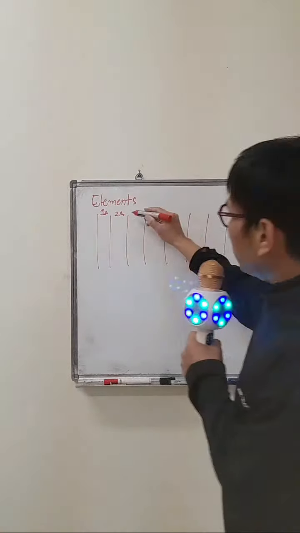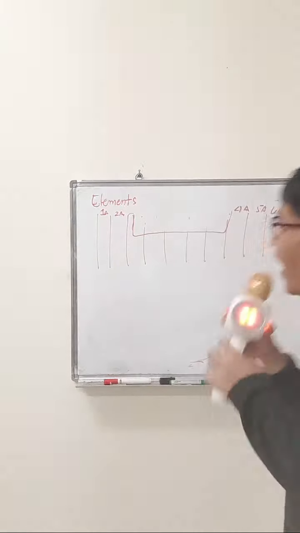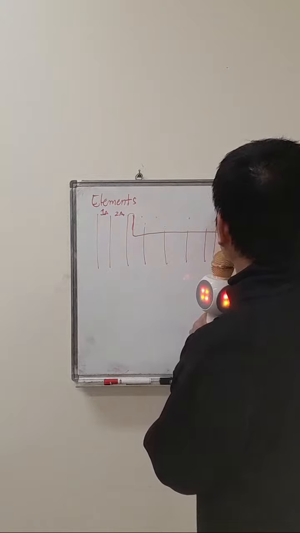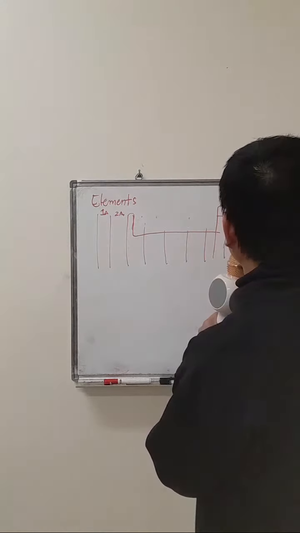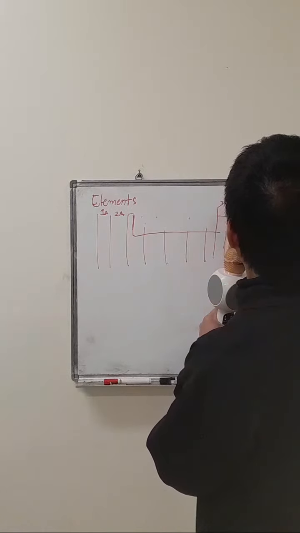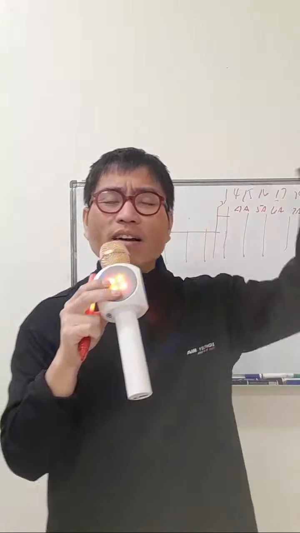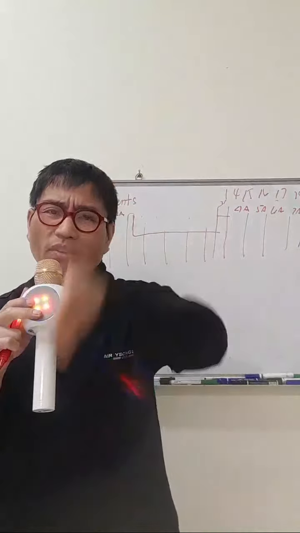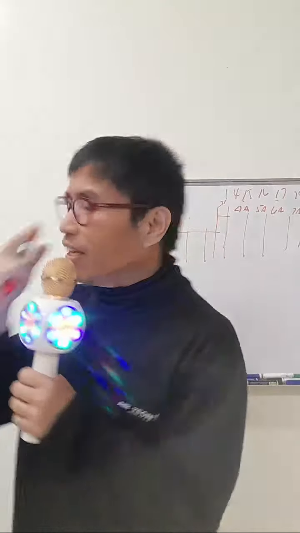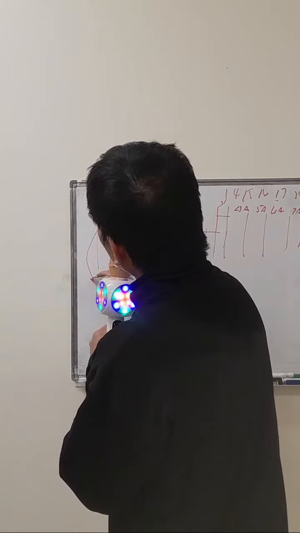After this, there's a space here. So 3A is moved over here. So 18, 17, 16, 15, 14, like that. There are 18 columns: 1 column, 2 columns, 3 columns, 4 columns. Each column has its own elements.